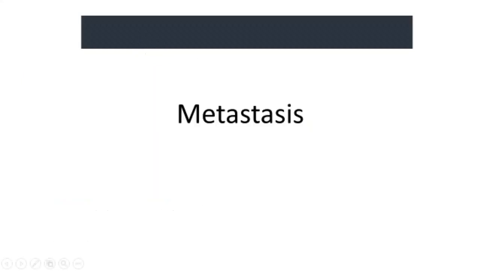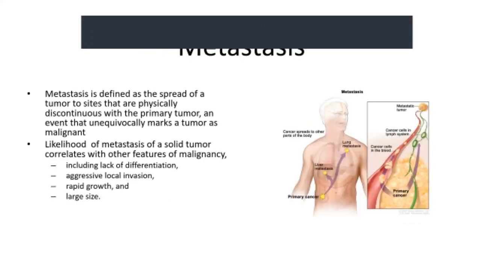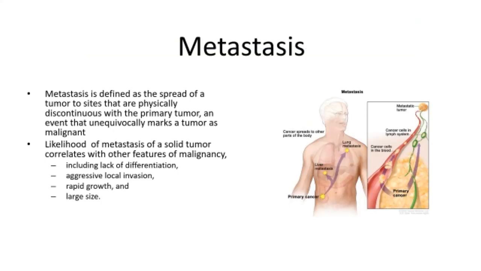Another most characteristic feature is metastasis. So metastasis is the basic difference. Now, anything which has metastasis definitely should be malignant. It is defined as the spread of the tumor into sites that are physically discontinuous with the primary tumor. If they are continuous, it is called local invasion. Only when they are discontinuous, they are called metastasis.